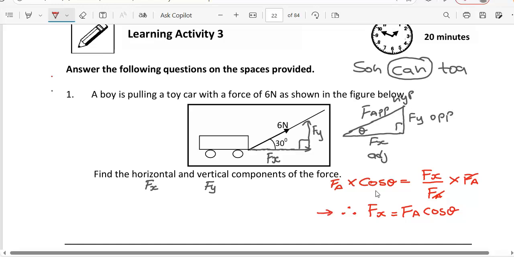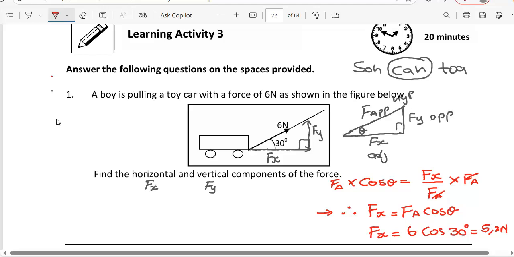This is the formula that you need to use. If you can manage to cram this formula for an exam, you don't have to go through all this. You just have to know the formula, then do your substitution. My Fx will be the applied force, given as 6 Newtons, times the cos of that angle, which is 30 degrees. Punch this on the calculator to find your final answer, 5.2 Newtons.